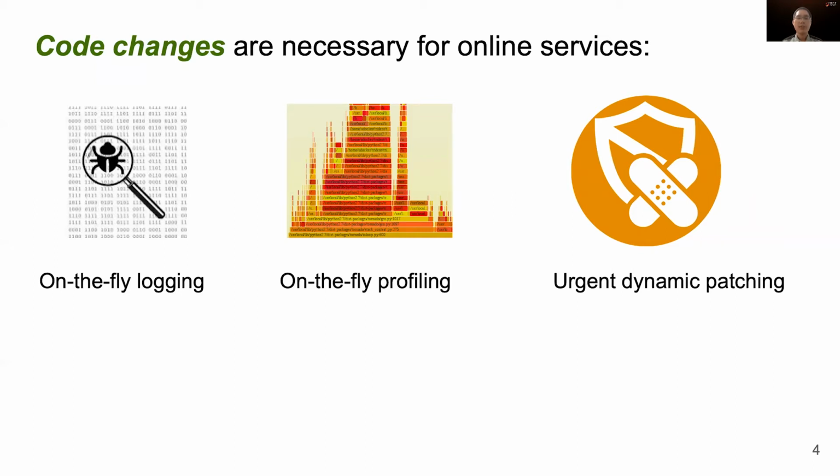First, engineers need on-the-fly logging when their online services exhibit some abnormal behaviors. Production run information is useful for diagnosing challenging issues that are hard to reproduce in testing environments. Also, on-the-fly profiling can be very helpful for diagnosing production run performance issues. However, the profiling overhead is a big concern.